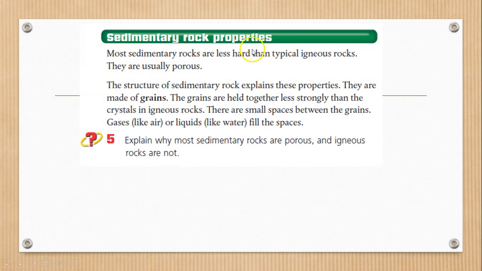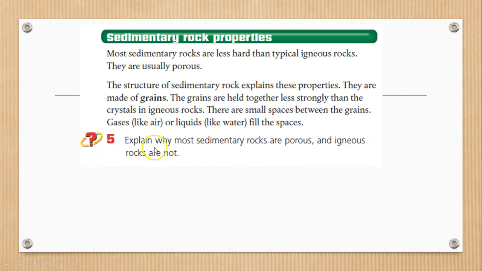Sedimentary rock properties. Most sedimentary rocks are less hard than typical igneous rocks. They are usually porous. I already explained porous in the last lesson. The structure of sedimentary rock explains these properties. They are made of grains. The grains are held together less strongly than the crystals in igneous rocks. There are small spaces between the grains. Gases or liquids fill the spaces.